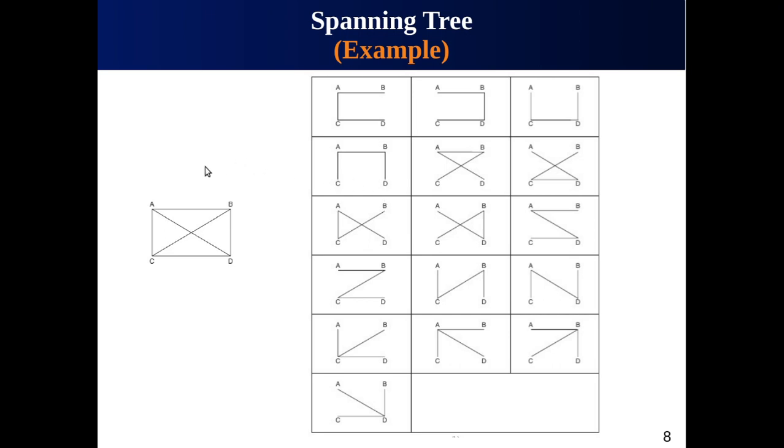Let us see an example to clarify the concept. We have a graph which is mentioned here, and we are trying to identify all the possible spanning trees of this graph. We have four vertices here. The vertices are A, B, C, and D, and they are connected by using different links. And we are going to form the spanning tree for this graph.